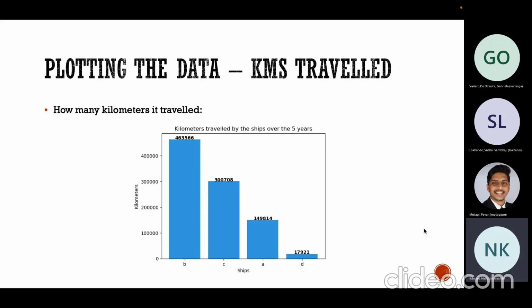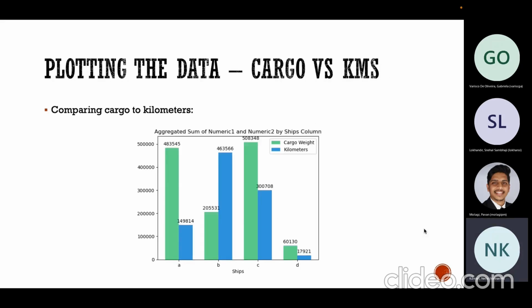In the next plot, we compare the cargo and the distance traveled. Although ship C is the second most traveled ship, it has carried the most cargo over the years. In addition to that, ship D has traveled the least and carried the least amount of cargo. Snehal will continue and explain the rest of the plots.